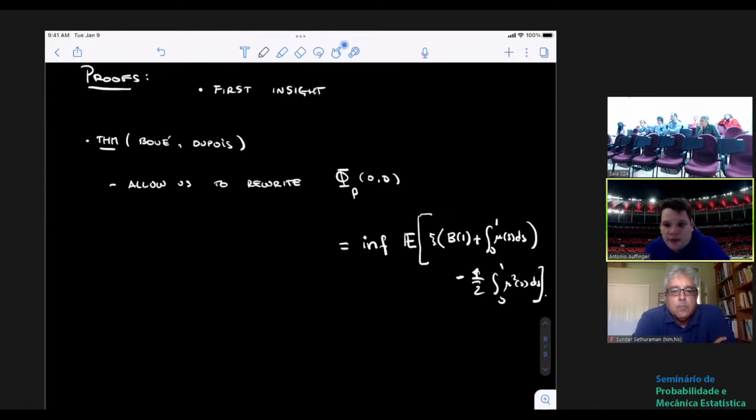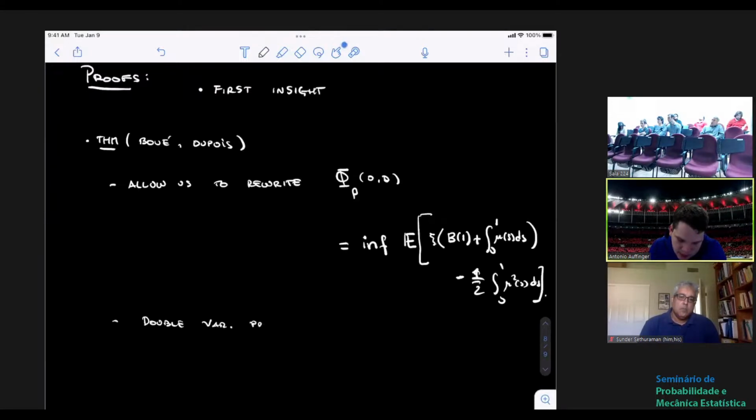Okay, so the first insight is just to rewrite, and it turns out to be extremely helpful, this term that we didn't know, which comes from this nonlinear equation, in terms of Brownian motion. Once you have this, now you have this double variational problem. Okay, so now you're back to this double variational problem.